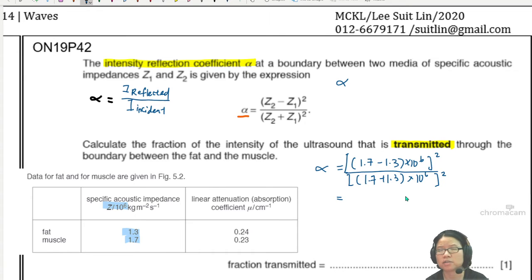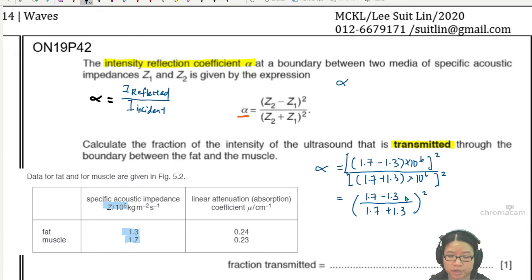Okay, please don't cancel off the square. If you can cancel, they would have cancelled already. So you don't cancel the square. Actually, what you need to do, because the 10 to the power of 6 will disappear, is bring them together under the same square, under the same index. And then this will be 1.7 minus 1.3 over 1.7 plus 1.3.